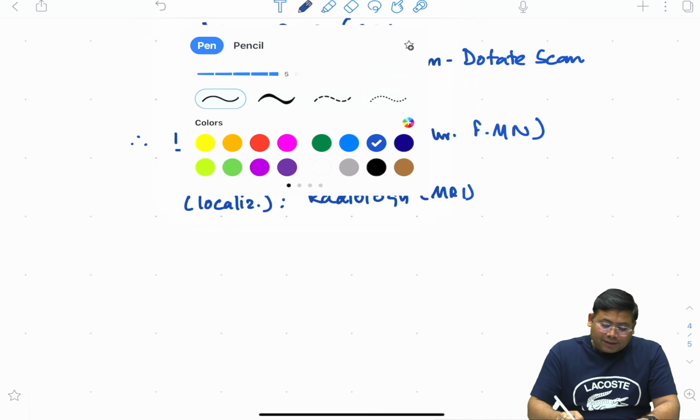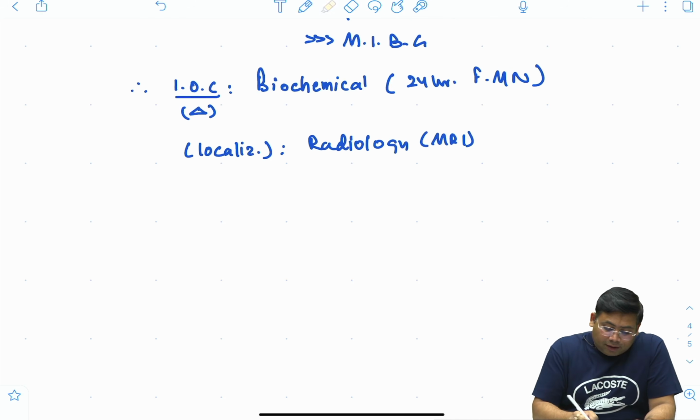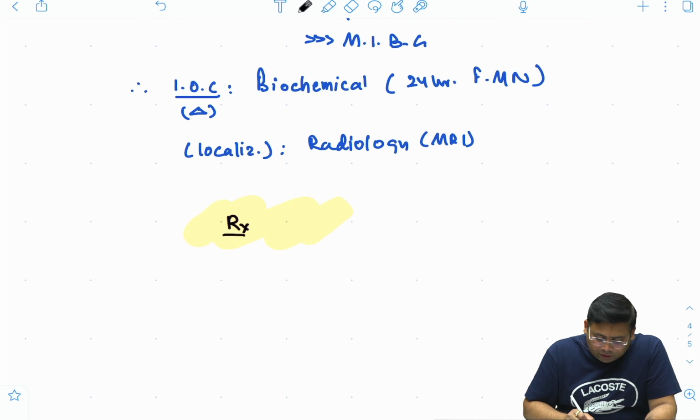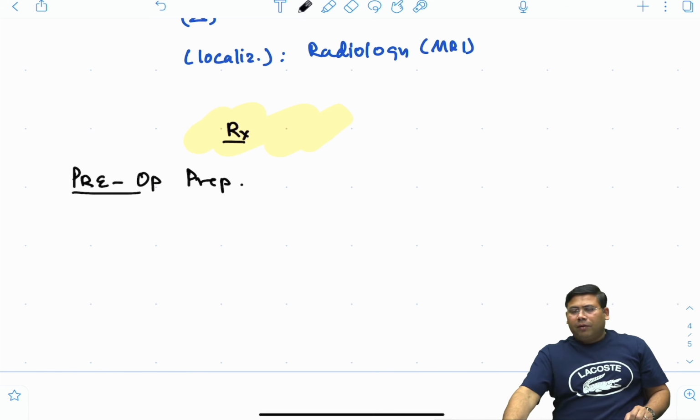Next, now you have made the diagnosis and you have localized. Next is the management or the treatment of the patient. Now this is what is very important. You know that we have to do surgery, so pre-op preparation. Now why is pre-op preparation very important?